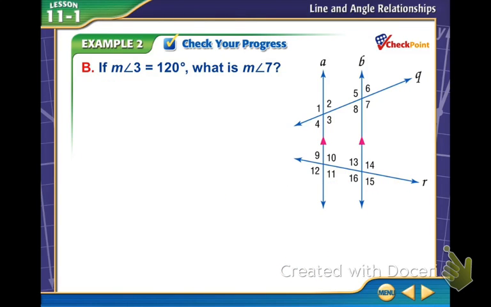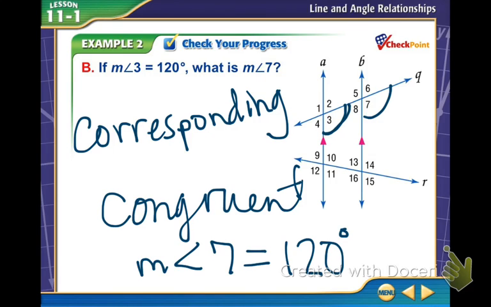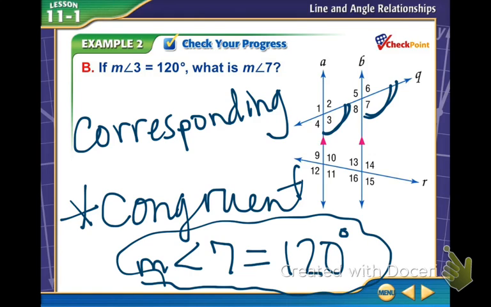Pause the video and find the measure of angle 7. Well, you can see that they are corresponding in the same position. That makes them congruent. So the measure of angle 7 is also 120 degrees.